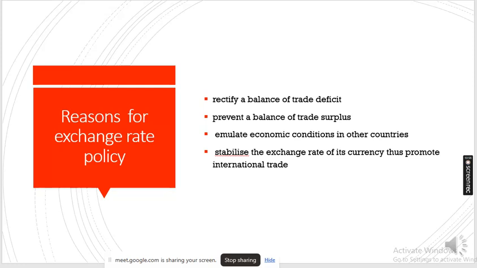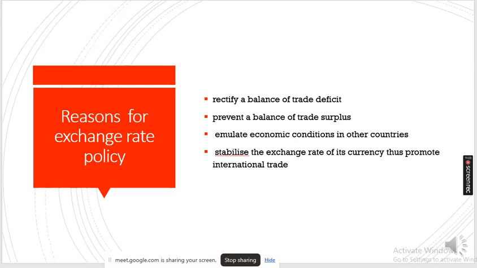Now, as a country or as a government, why should we have an exchange rate policy? There are 4 reasons. The first one is to rectify a balance of trade deficit. Trade deficit is when you have more imports than exports. Let's say imports of $1,000 and exports of $200. That is a trade deficit.